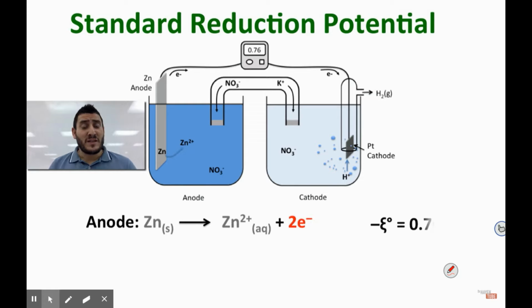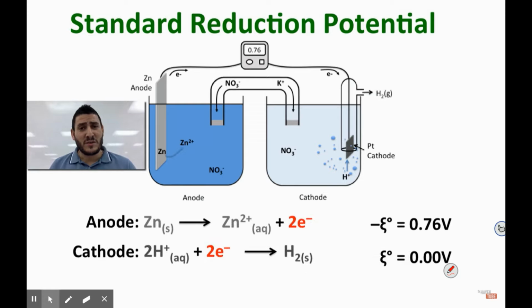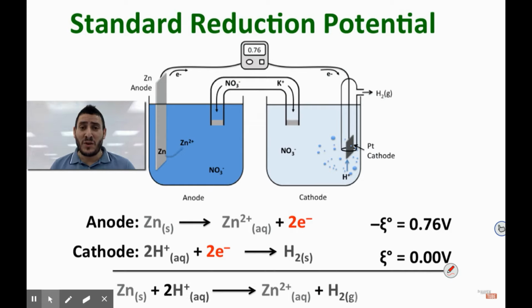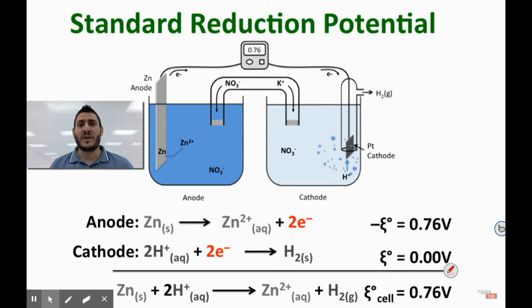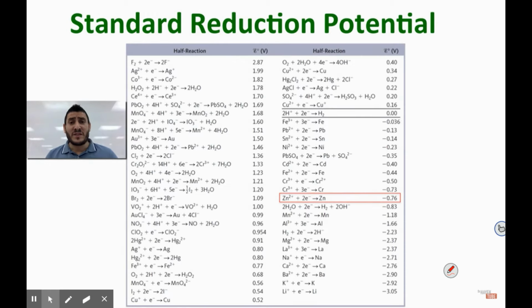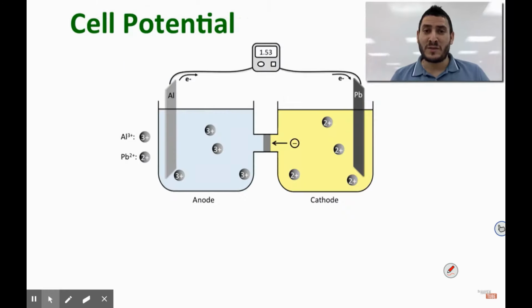If we assume that the standard reduction potential of hydrogen is equal to 0, therefore the standard reduction potential of zinc is going to be equal to the negative of 0.76, and the sum of both standard reduction potentials will give us the cell potential. In a similar way, we can determine the standard reduction potential of other half equations, as you can see in the following table. So now, do you know how to calculate the cell potential of this galvanic cell?